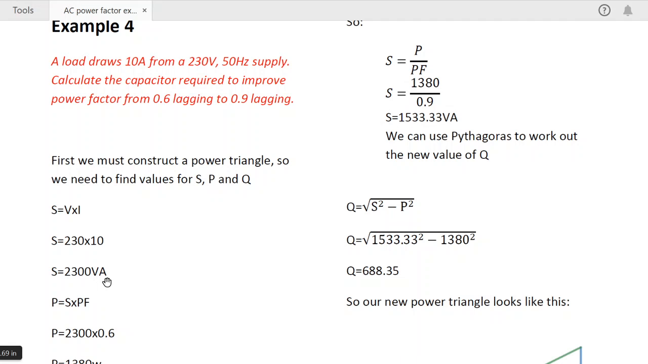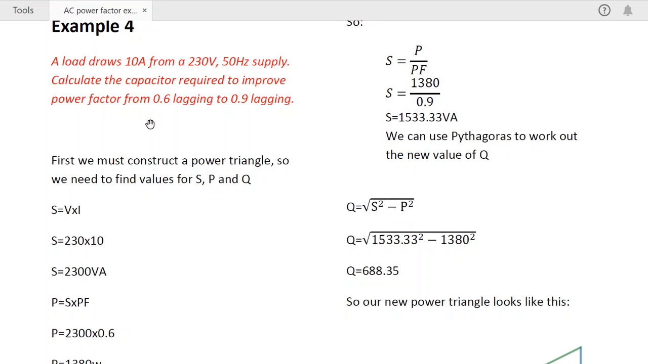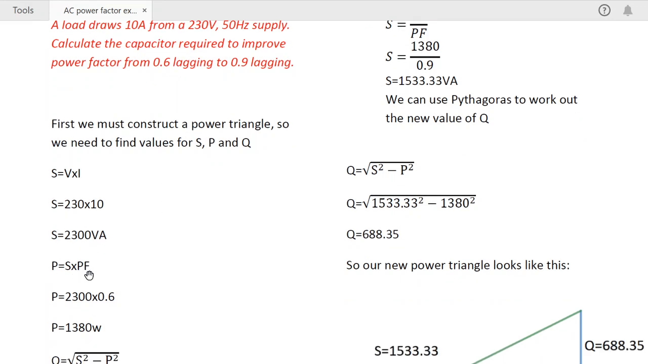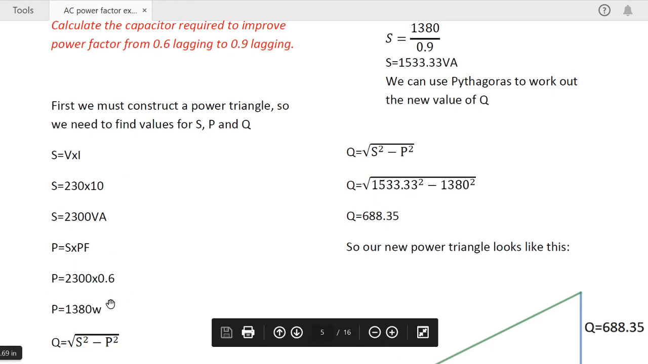P is pretty easy. P is relative to our S, apparent power, and our power factor. We know our apparent power, we just worked it out. And we know our power factor, it's given. So P equals S times PF. One of the ways we can work out true power is apparent power times the power factor. So P equals 2,300 times 0.6, which gives us a value of 1,380 watts.